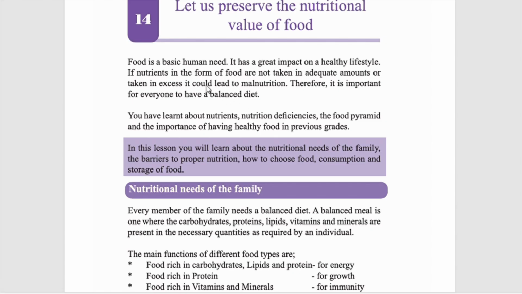If the nutrients from the food are not taken in adequate amounts or are taken in excess, it could lead to malnutrition. Especially there are two types of diseases that can be seen if we do not take in the proper amount, or take in excess. It could lead to malnutrition. Therefore it is important for everyone to have a balanced diet.